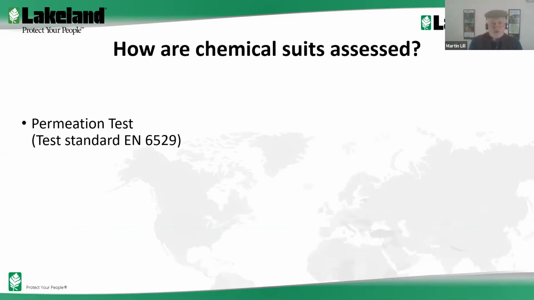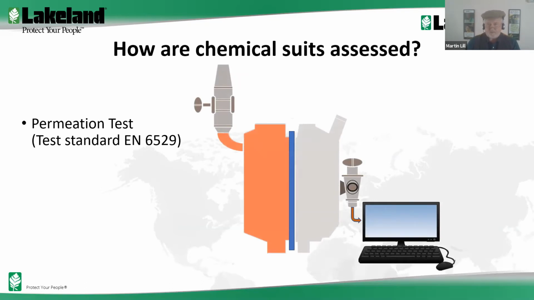This is a test according to test standard EN 6529. And this test looks something like this. You have a test cell. It is divided into 2 by a sample of the fabric that you are testing, the fabric from the chemical suit that is shown in the blue line on the diagram. And you introduce the chemical. Let's say the chemical for this test is methyl ethyl kill you to death. And that's introduced into one side of the cell in orange there, so that it maintains contact with the fabric.